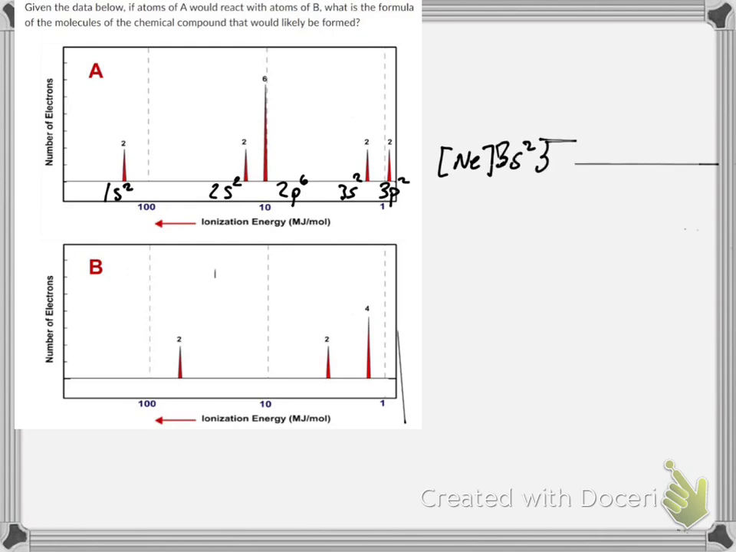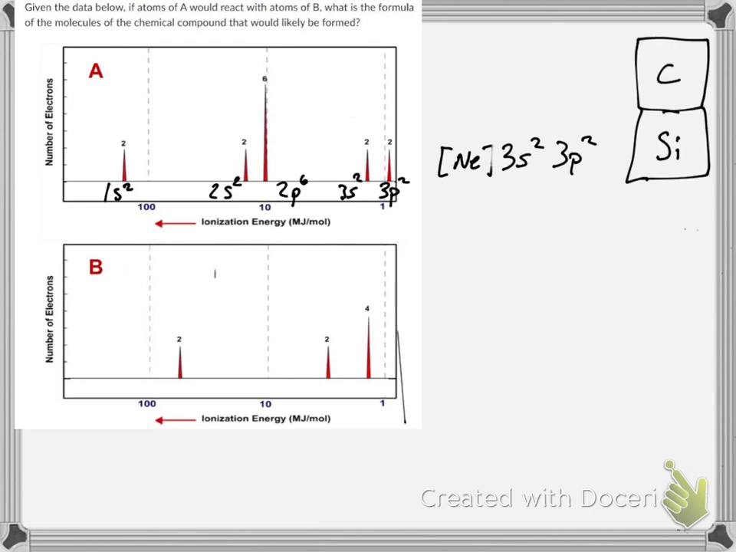So neon core, 3s2, 3p2, that's going to be silicon. So this is silicon, and silicon is right below carbon. So you know what's going to happen with silicon. It's going to form 4 bonds, just like carbon. There's only 4 electrons in the outer shell. It needs to delocalize that 4 to obtain a total of 8.